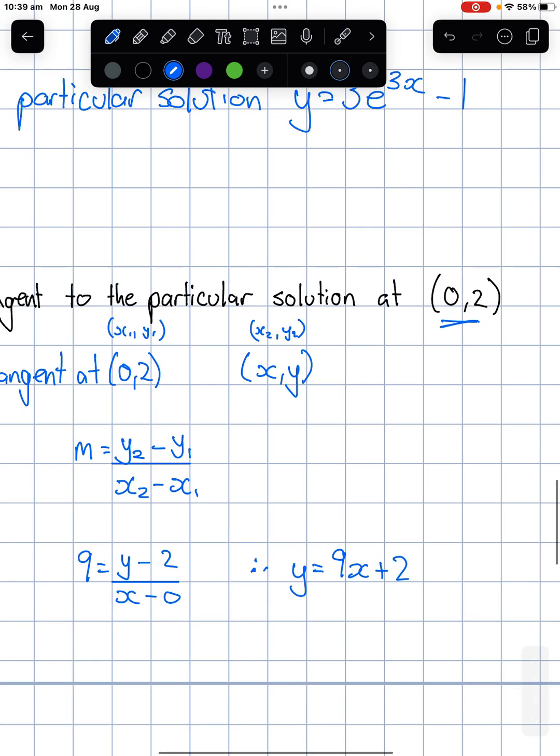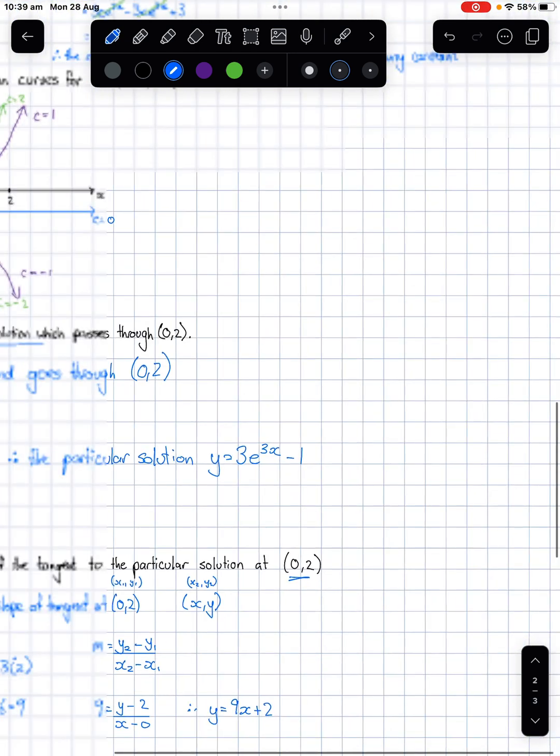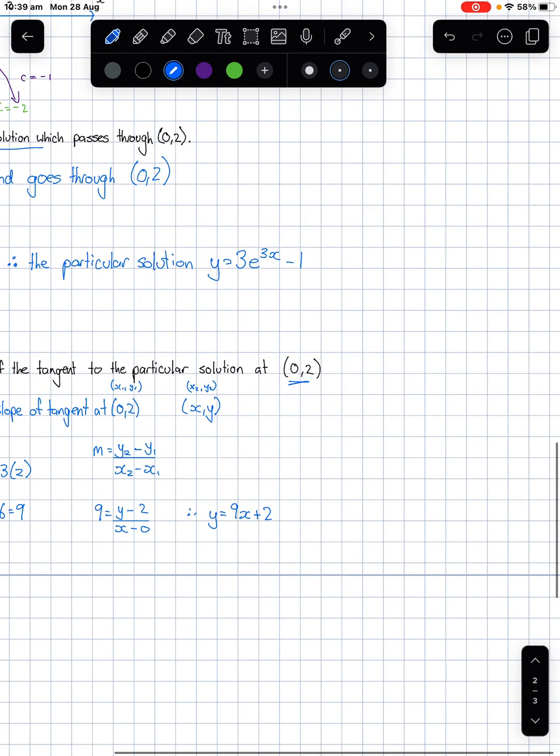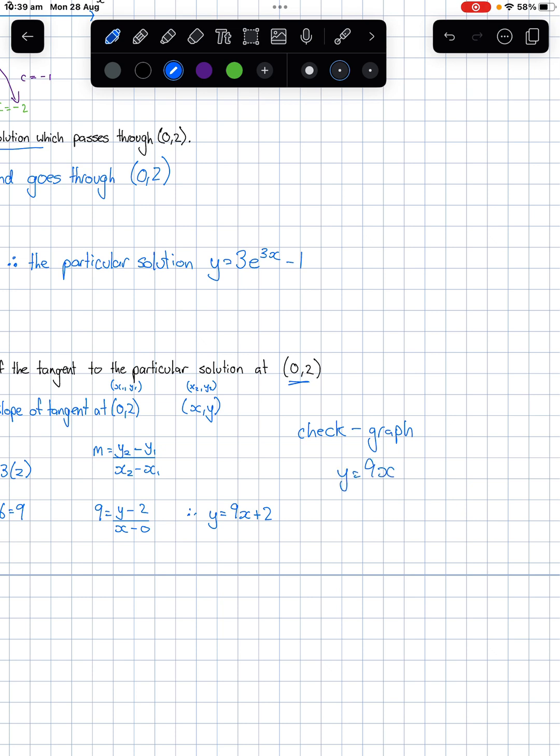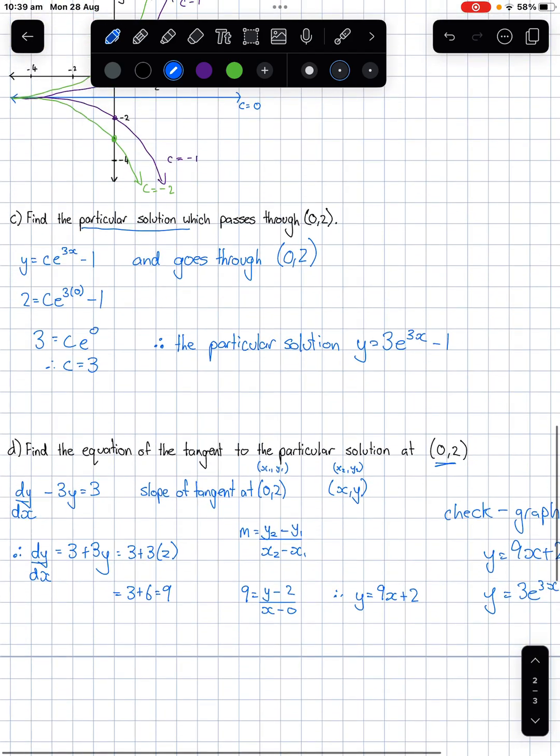Now, we would check this in our graphics calculator, and when we would check this, we would graph y equals 9x plus 2, and we would be doing y equals 3e to the 3x minus 1, and this should intersect, and it should only intersect once at 0, 2. Thanks, that's it for that one.